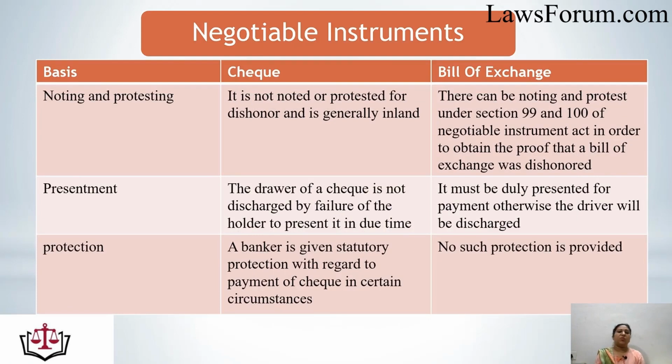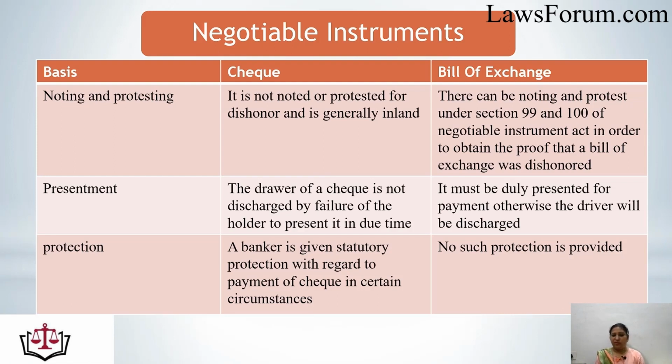So, the next point is noting and protesting. A cheque is not noted or protested for dishonor and is generally inland. But in case of a bill of exchange, there can be noting and protesting under sections 99 and 100 of the Negotiable Instruments Act 1881, in order to obtain the proof that a bill of exchange was dishonored, which is missing in case of a cheque.